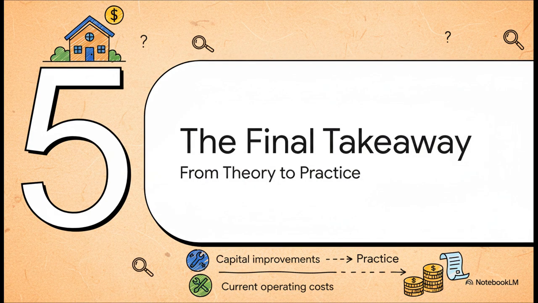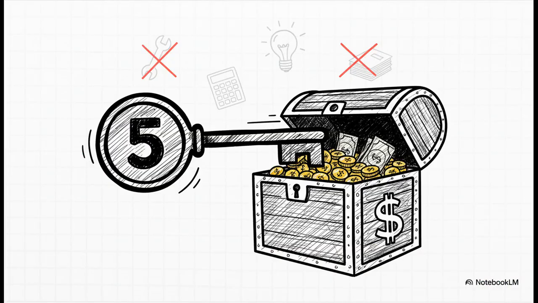Okay, let's wrap this up and bring it all home. We're at our final section, the final takeaway. Think about how far we've come. We started with that big, simple idea that you're only taxed on your profit, and now we've drilled all the way down to the 5 specific rules you need for every single expense. So if there's one thing you walk away with today, let it be this. If you can master those 5 rules, you will master your rental deductions.